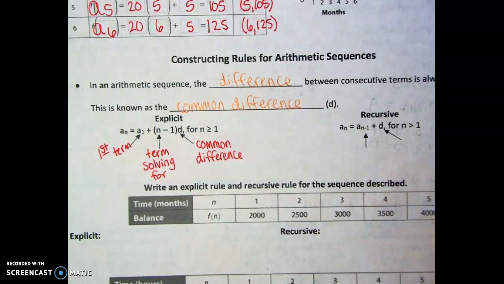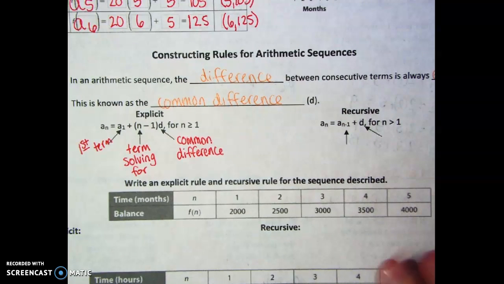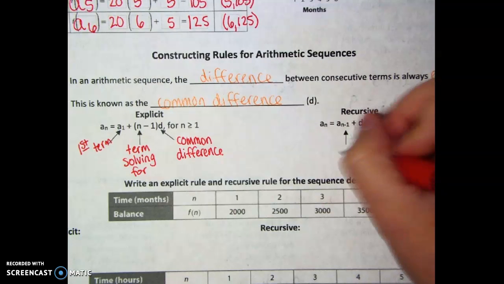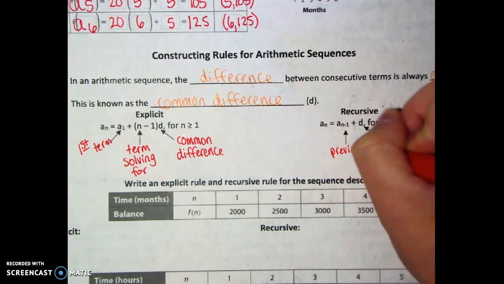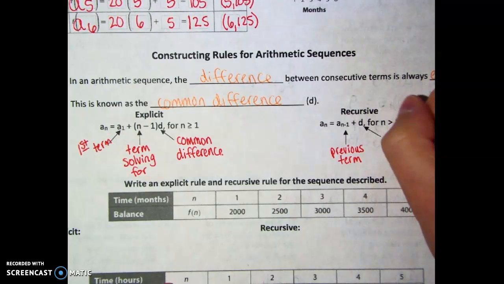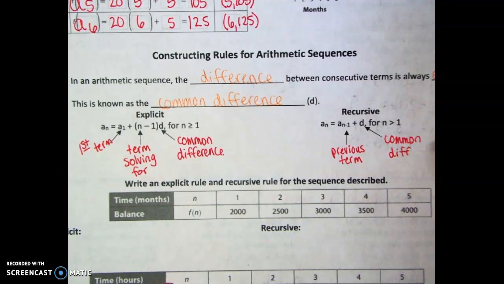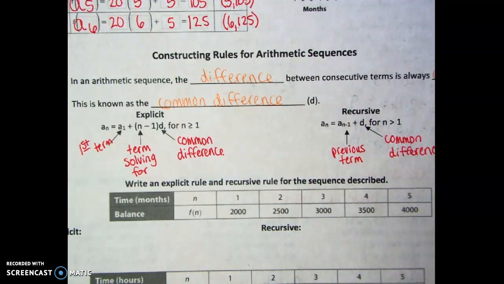Okay, and while we're here, we'll do the recursive one as well. So for recursive, A sub n minus 1 is the previous term, and D is the common difference. And for these tables down here, we are going to write an explicit rule and a recursive rule for the sequence described. Basically, you're just plugging in numbers at this point.